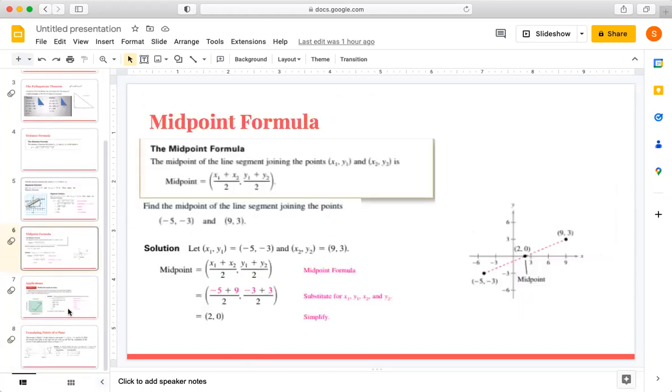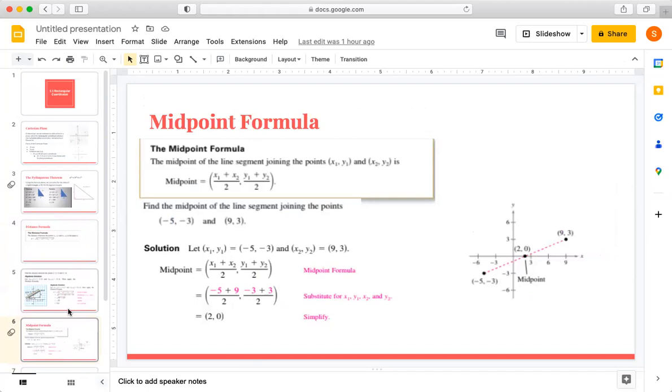Now the midpoint formula is exactly what it sounds like. You're finding the midpoint between 2 points. Before, you were trying to find the distance, or how long this is, and now you're finding what's smack in the middle.